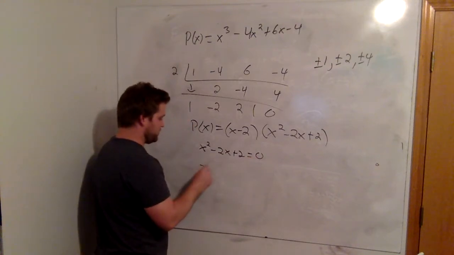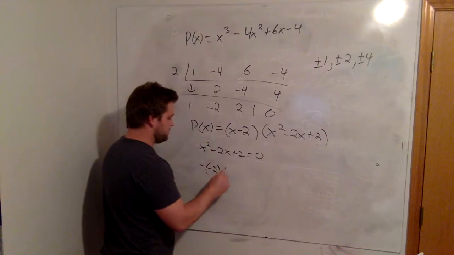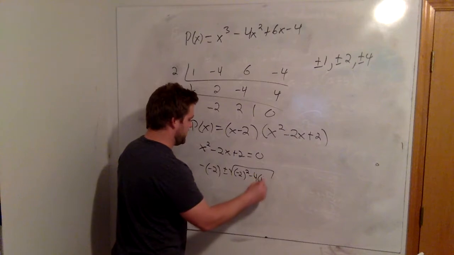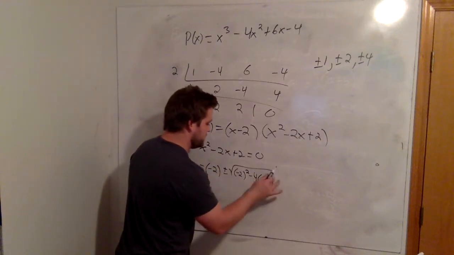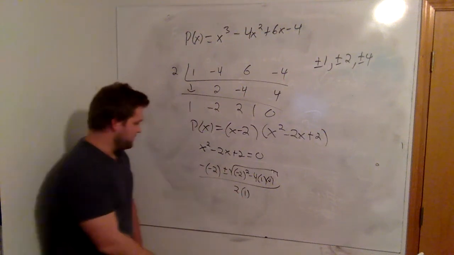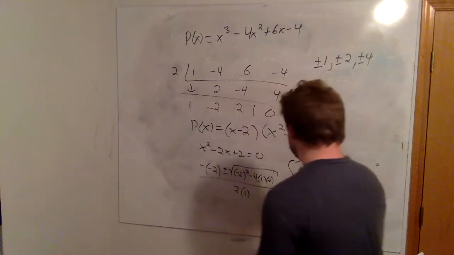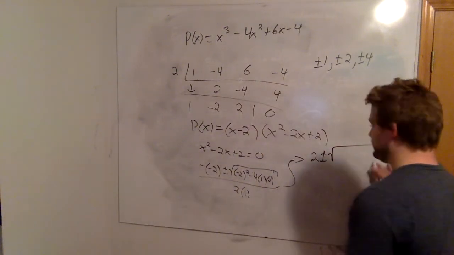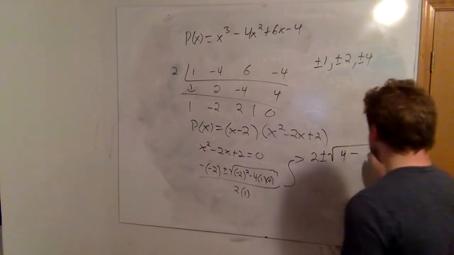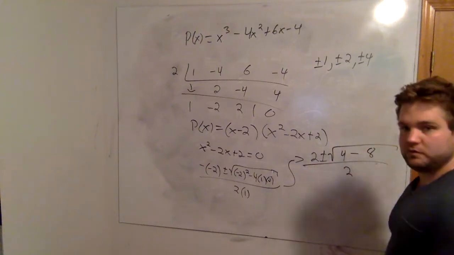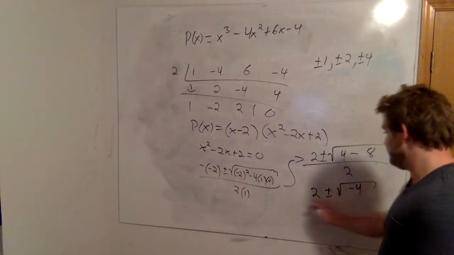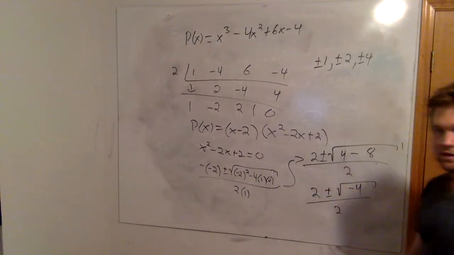Using the quadratic formula, we'll get negative b, so negative negative 2, plus or minus the square root of b squared, negative 2 squared, minus 4. My a is 1 and my c is 2, all over 2 times a, and my a is 1. Let's see what we get. We're going to get 2 plus or minus the square root of 4 minus 8, all over 2. So it looks like we get 2 plus or minus the square root of negative 4, all over 2. Okay, I'm going to bring this over here.